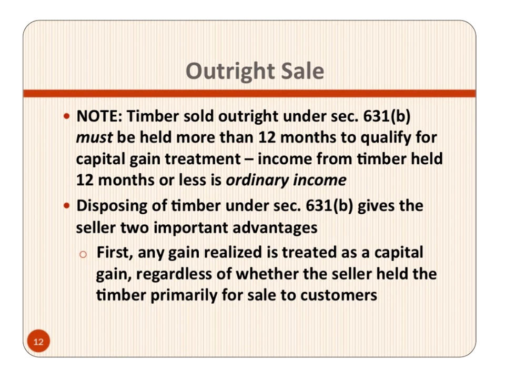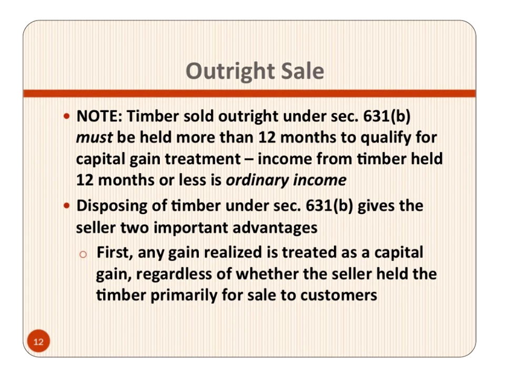It is important to note that timber sold outright under Section 631B, the change that the American Jobs Creation Act allowed, must be held more than 12 months to qualify for capital gain treatment. Income from timber held 12 months or less is ordinary income. So only timber that you hold more than 12 months qualifies for capital gain treatment. If you hold it for less than 12 months, it's not a short-term capital gain, it's ordinary income.